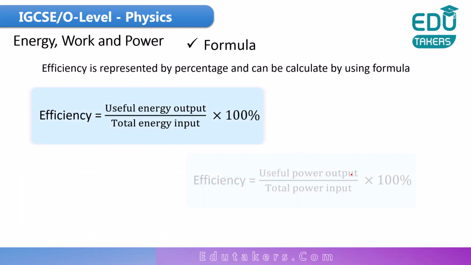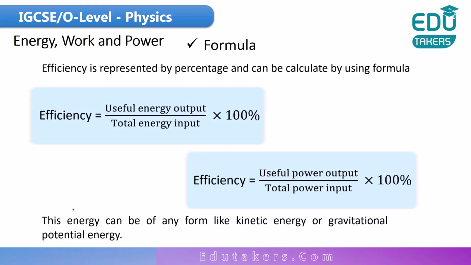Here is also a formula. Efficiency is represented by a percentage. It means that when you have to represent the efficiency, you just need to multiply it by 100 to show the efficiency in percentage. It can be calculated by using the formula: efficiency is equal to useful energy output divided by total energy input, multiplied by 100%, because here you are going to convert the efficiency into percentage. That's why multiply it by 100. Then you get the efficiency answer in percentage.